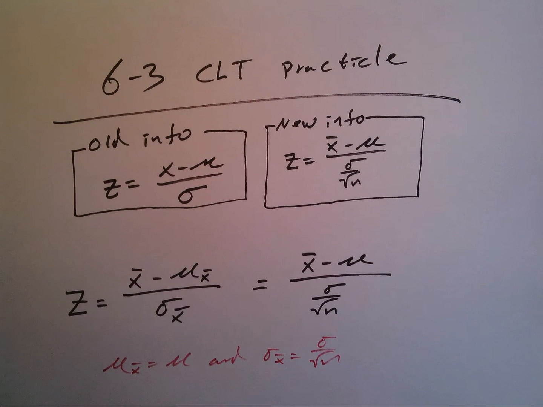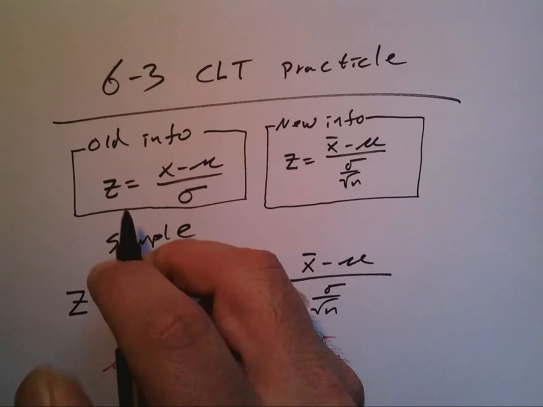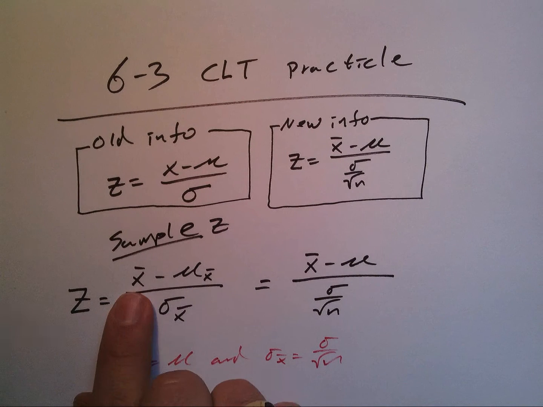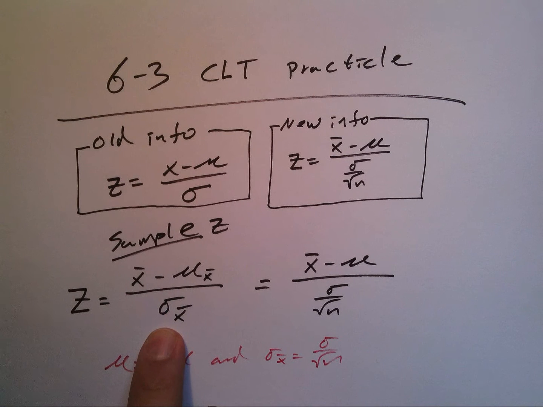All right, let me overemphasize that. This is our sample z-scores. Because it's a sample z-score, we're looking at our averages, so our x bar instead of x, and it's going to be minus our sample mu divided by our sample standard deviation.